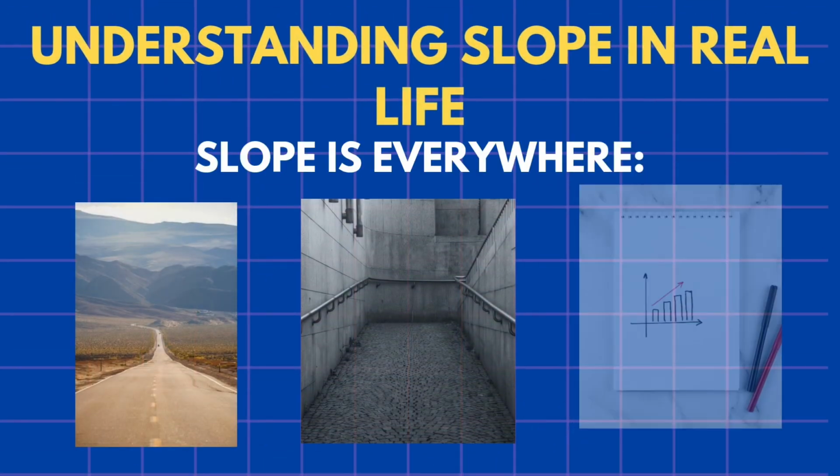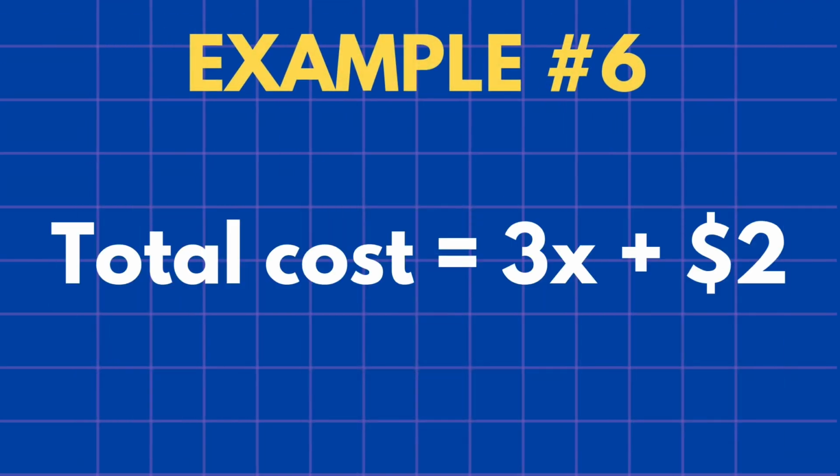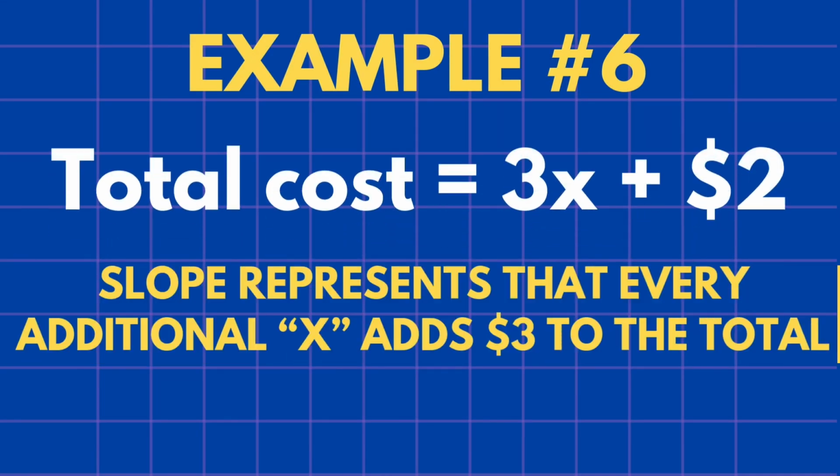You may be wondering, what are the applications of this? Or why is slope important for me to know? Well, slope is everywhere. Roads, ramps, and even charts, just to name a few. For example, we can use y equal to 3x plus 2 to represent the total cost of something. In this case, the slope, which is 3, means that every additional x adds $3 to the total cost. Try solving this one on your own and let me know in the comments how it went.